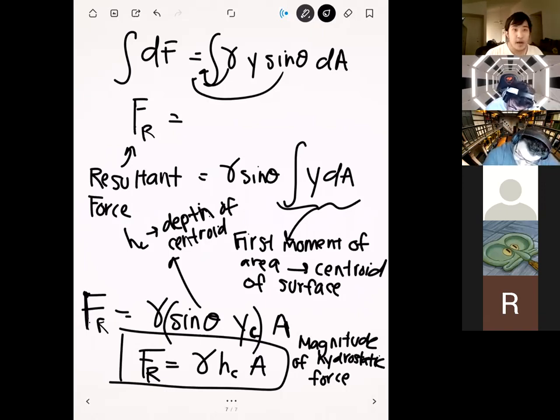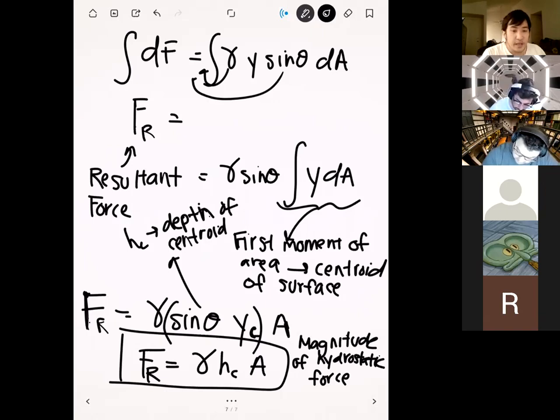Any questions on how we arrived at this expression here? Yeah, one more reminder. What was the sub C for again? So the sub C is to denote the centroid, right? Yeah, I can definitely repeat that last part.